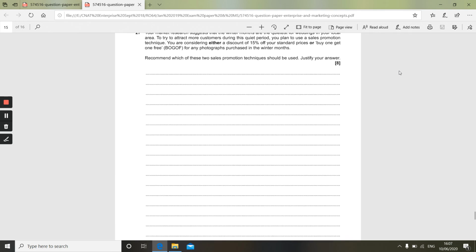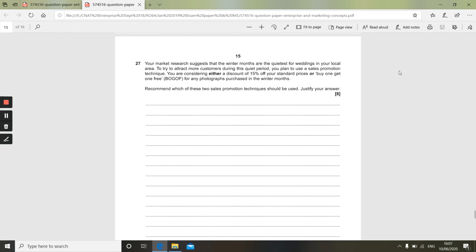Question 27. Now, for this question, I have already sent through a structure strip, and the structure strip is going to help you answer the question. So like I said last week, the 8-mark exam question, got the structure strip at the side. So let's have a look at the question.